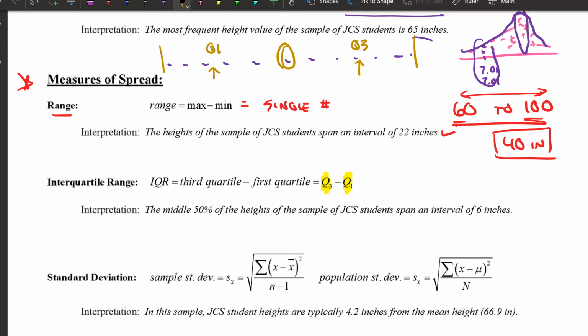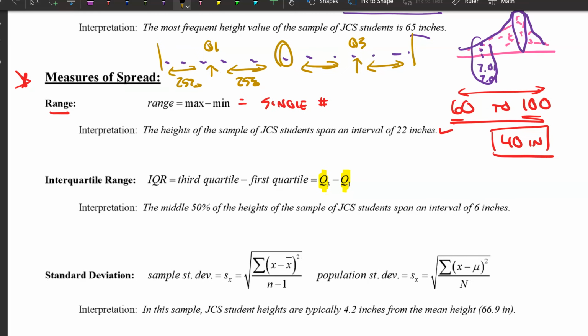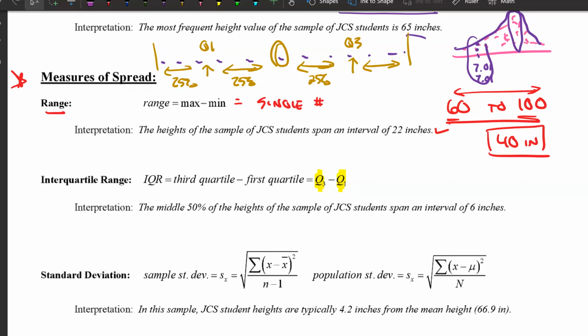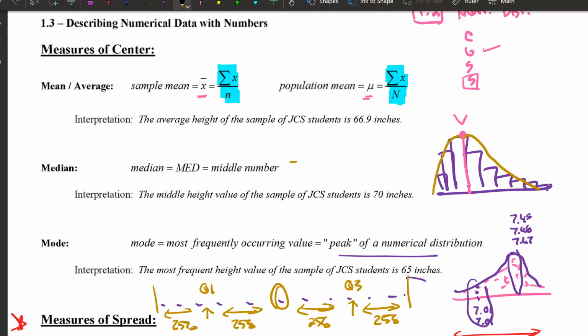So the quartiles kind of divide your number line, your data set, into 1, 2, 3, 4 chunks, each representing about 25% of your data, right? Which is why we call them quartiles, or quarters. In fact, sometimes the median is actually called quartile 2.